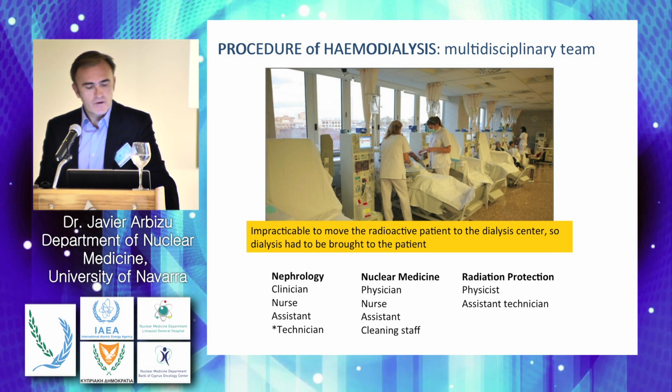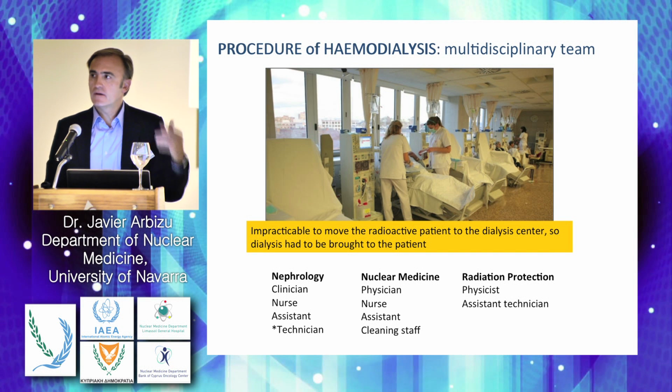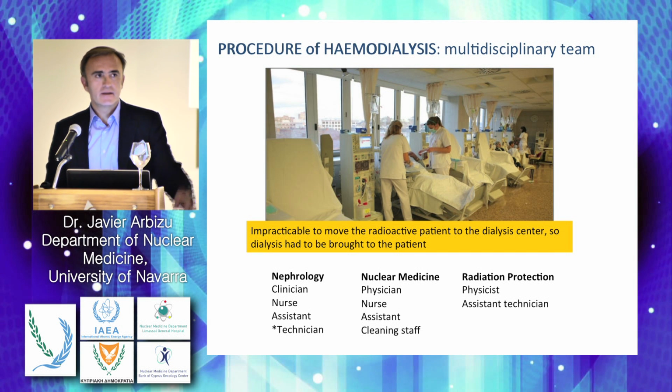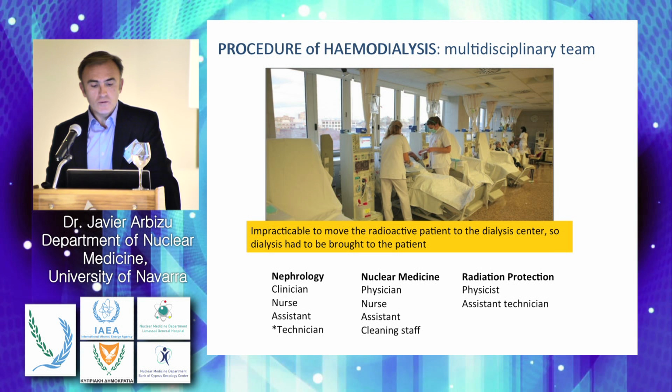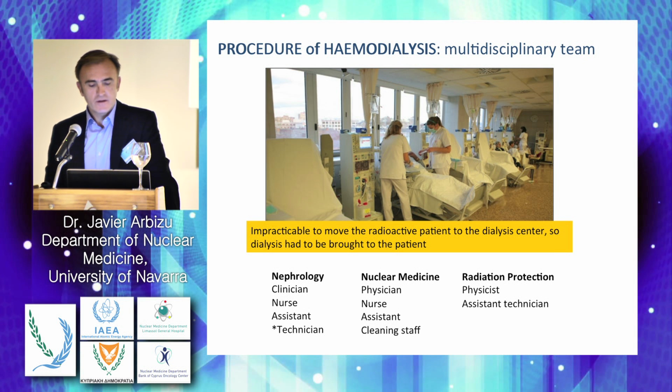From nephrology, we need a clinician, a nurse, an assistant, and probably a technician because we have to connect this machine in the room. We are isolating the patient. From nuclear medicine, as you know, the physician, the nurse, the assistant, and of course the cleaning staff, because it's also important. And from radiation protection, the physicist and assistant technician, in order to measure the patients and maybe other things for dosimetry.